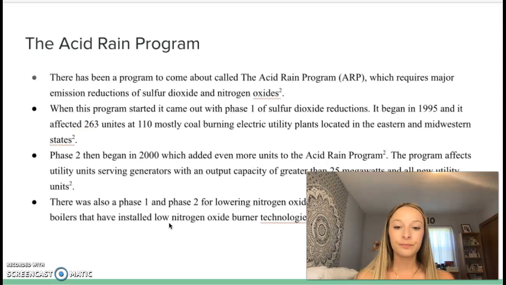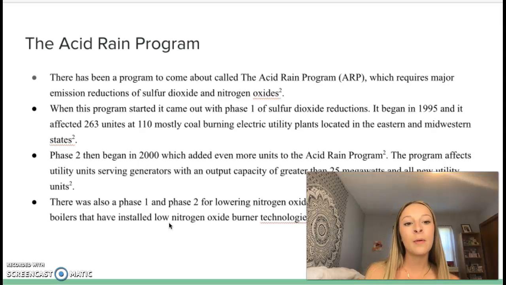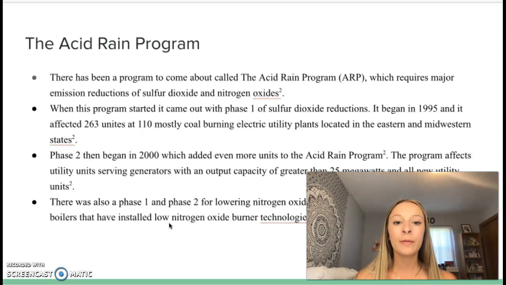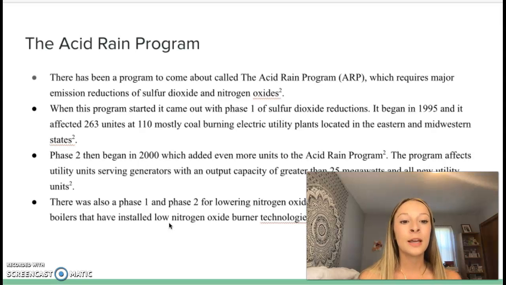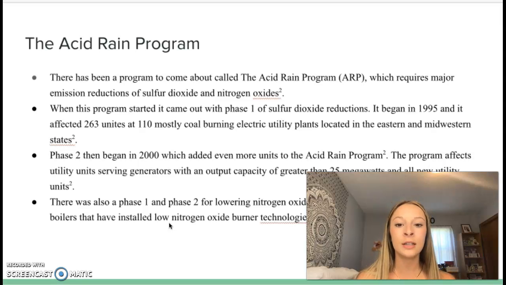The acid rain program. There has been a program that has come about called the Acid Rain Program, abbreviated as ARP. This requires major emission reductions of sulfur dioxide and nitrogen oxides. This program came out with two different phases. The first phase, Phase 1, came out with sulfur dioxide reductions. This phase began in 1995 and affected 263 units at 110 mostly coal-burning electric utility plants located in the eastern and midwestern states. There then was Phase 2.